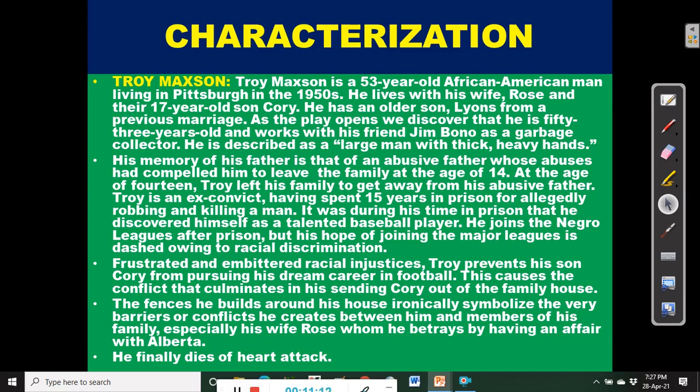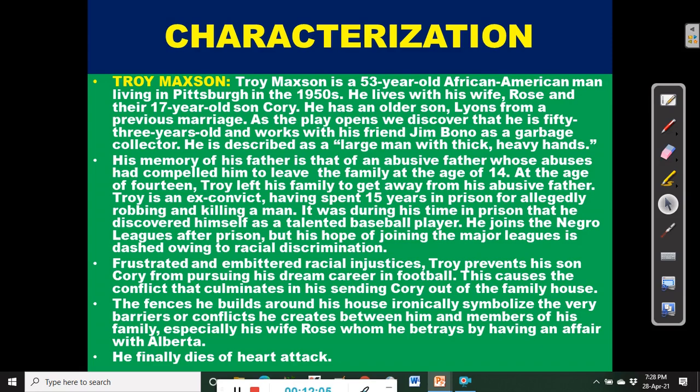All right, Troy Maxson is a 53-year-old African American man living in Pittsburgh in the 1950s. He lives with his wife Rose and their 17-year-old son Corey. He has an older son, Lyons, from a previous marriage. As the play opens, we discover that he works with his friend Jim Bono as a garbage collector. He is described as a large man with thick, heavy hands. His memory of his father is that of an abusive father whose abuses had compelled him to leave the family at the age of 14. At the age of 14, Troy left his family to get away from his abusive father.